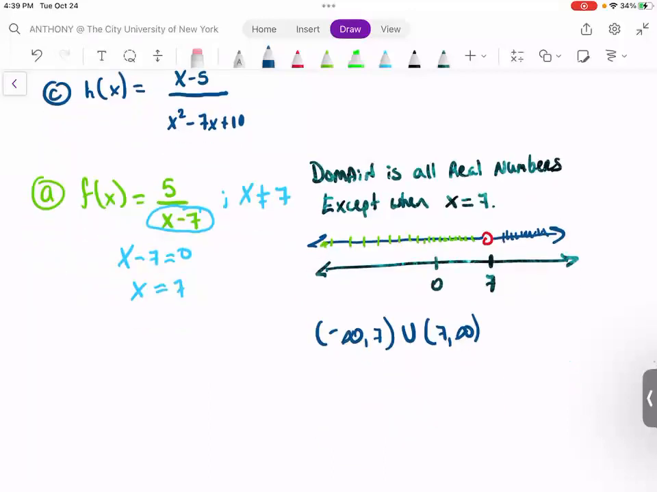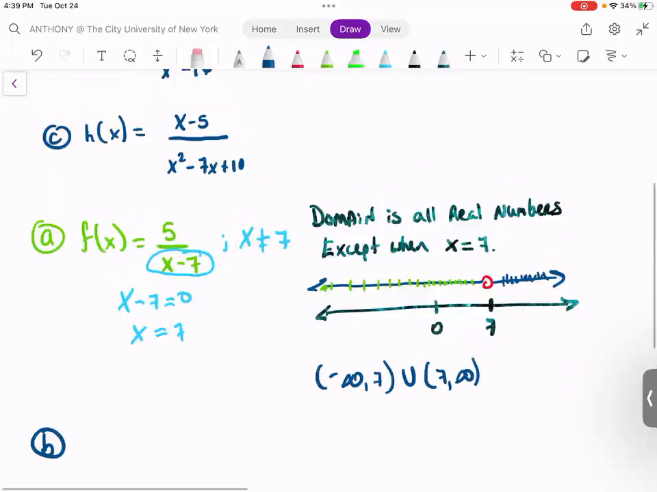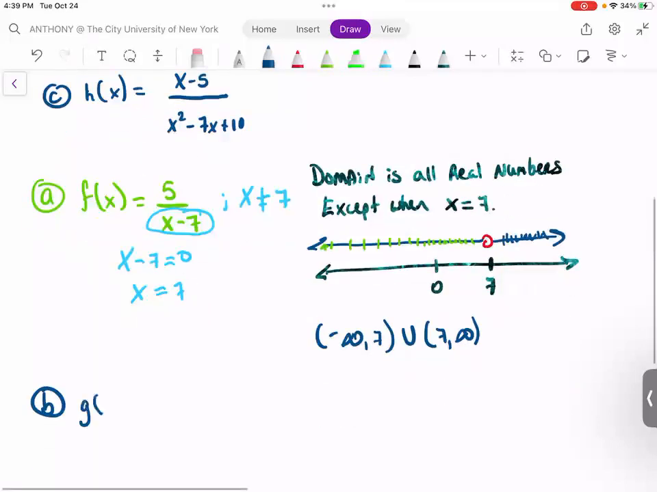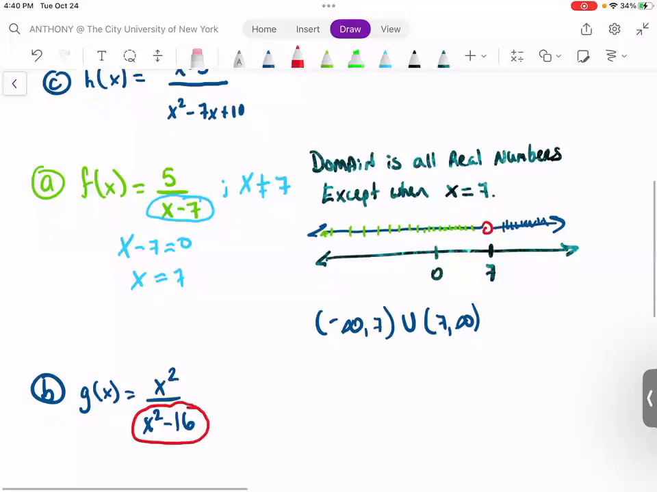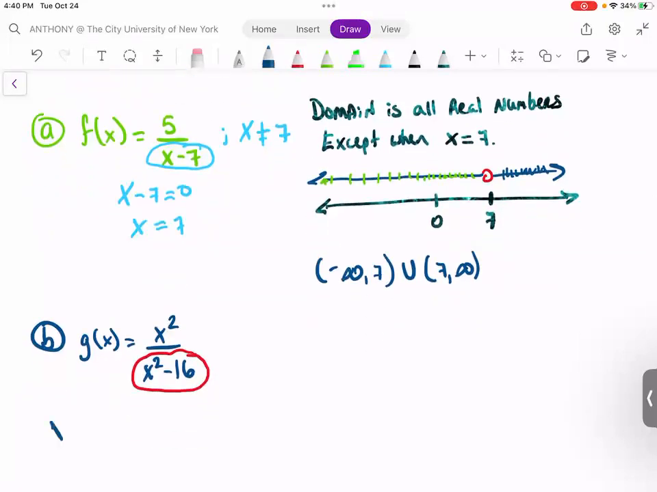All right, let's try it again in part B. In part B, it states that g of x is x squared over x squared minus 16. Again, all we care about is figuring out the domain of our function. So because our function is a rational function, we have to look for what values of x make this denominator 0. Whatever values of x make that denominator 0, we pull them out of our domain. So let's write out the equation: x squared minus 16 equals 0.